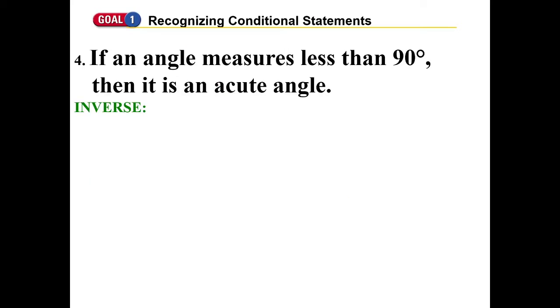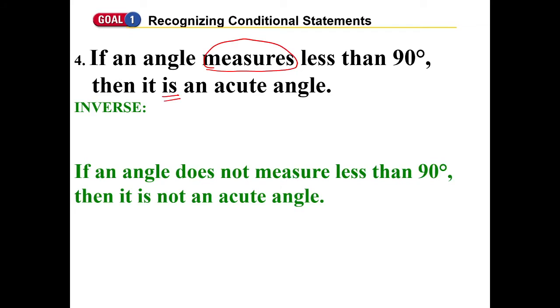Okay, Logo for number 4. If an angle does not measure less than 90 degrees, then it is not an acute angle. Okay, that's totally right. So for measures, I'm going to use the words does not, and for the conclusion, just put the word not. So that is how you get the inverse.